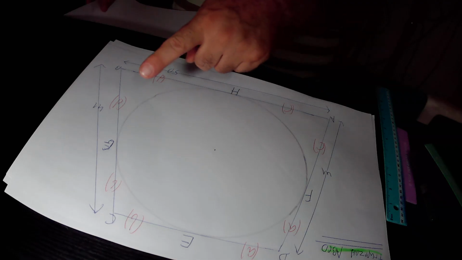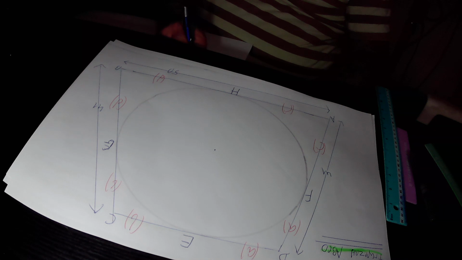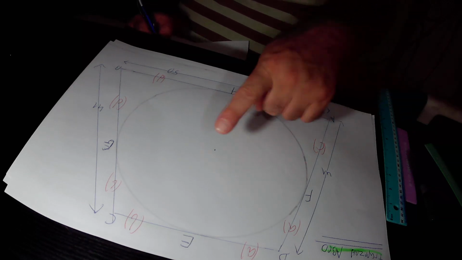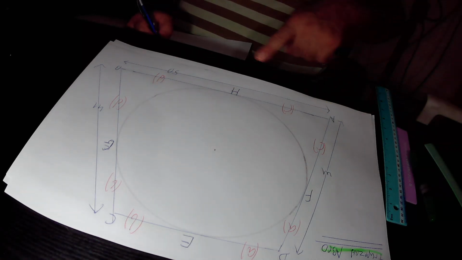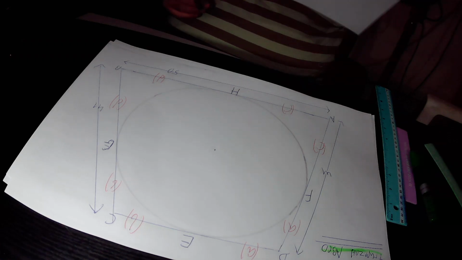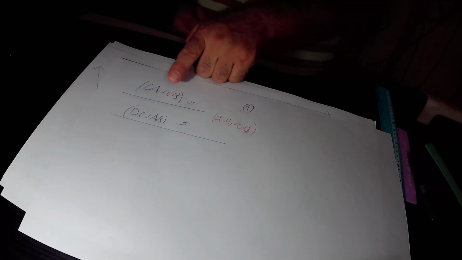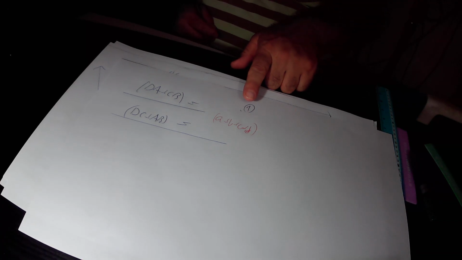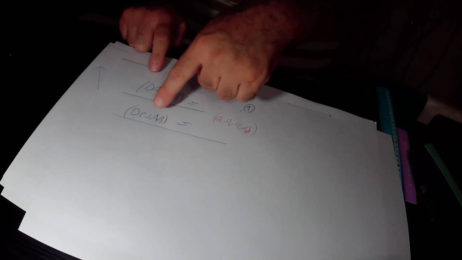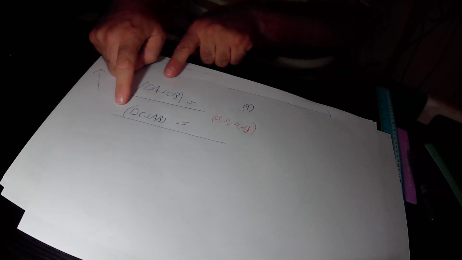What is the length of side DC plus the opposite side AB? DC plus AB in total equals A plus B plus C plus D. So DA plus CB equals A plus B plus C plus D, and DC plus AB also equals A plus B plus C plus D. Because those two expressions are both equal to A plus B plus C plus D, they are equal to each other. This is to say DA plus CB equals DC plus AB.